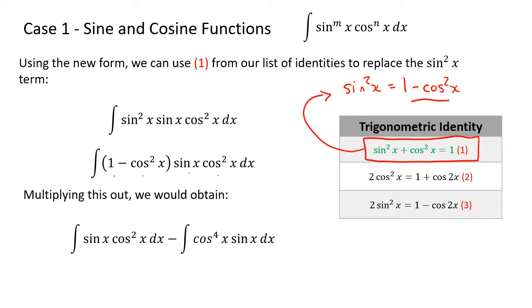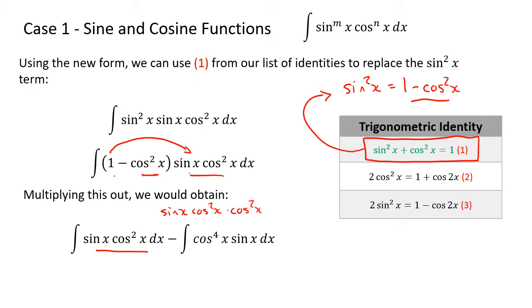Okay, and the reason for that is now that we have a 1 minus cosine squared of x, we can multiply this out, right? If we multiply it out, we get 1 times sine x and cosine squared of x. So that just becomes sine x cosine squared of x dx. Minus, we have cosine squared of x multiplied by sine x and cosine squared of x. So what that means is we'd have sine of x multiplied by cosine squared of x, and then cosine squared of x again. Remember, you can add the exponents together.